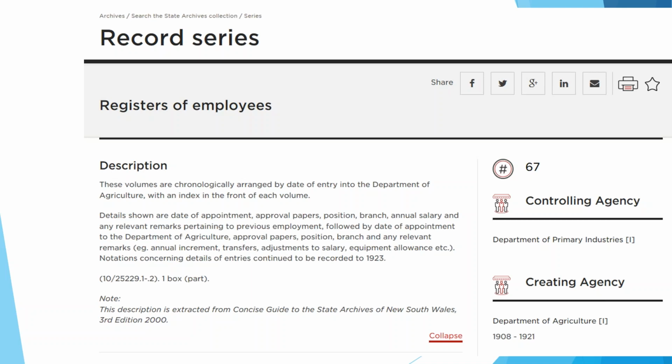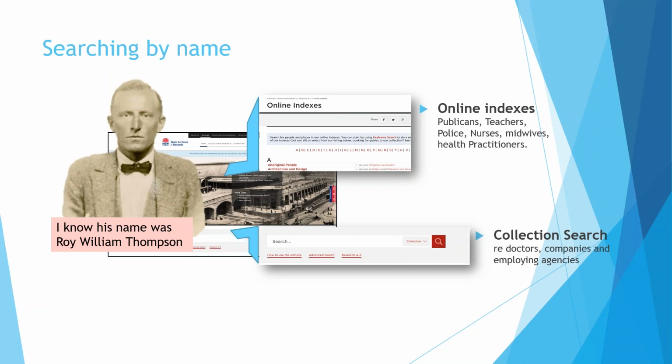So to sum up phase one of our talk today, searching by name: if you know his name, you can go through the online indexes or collection search. Collection search currently works for doctors, it does work for companies, and it can work if you go into advanced search with agencies such as Department of Education or somewhere else.